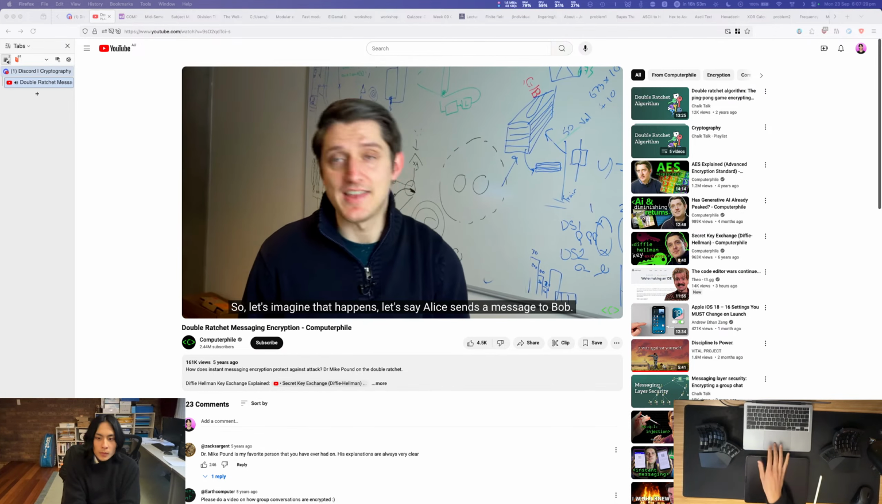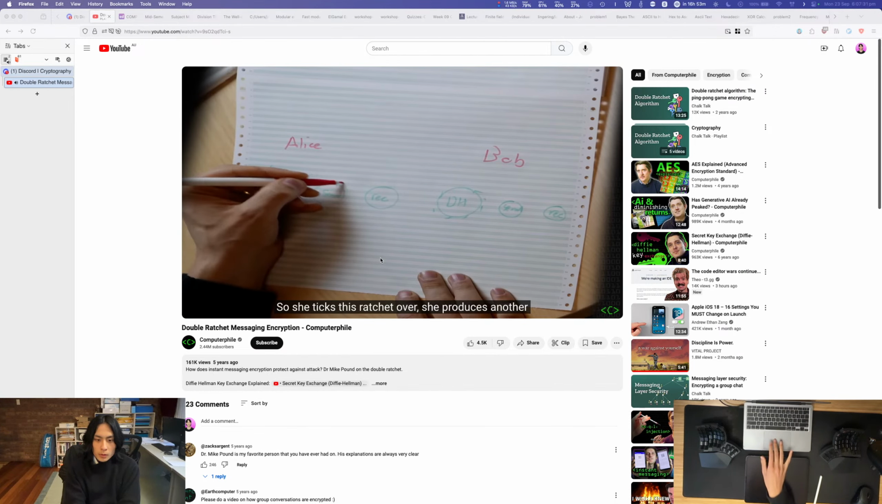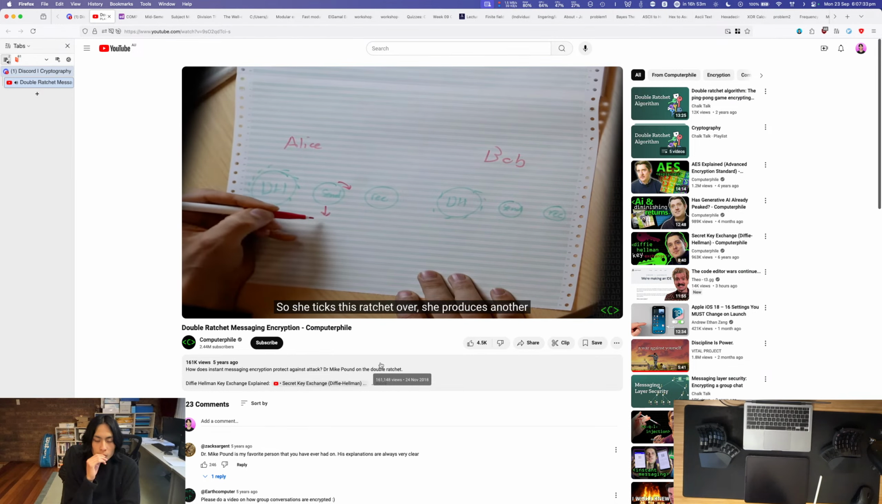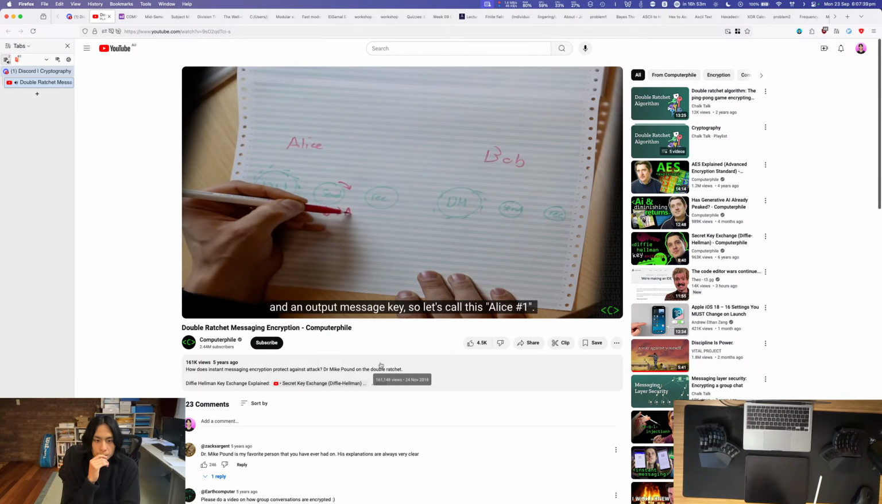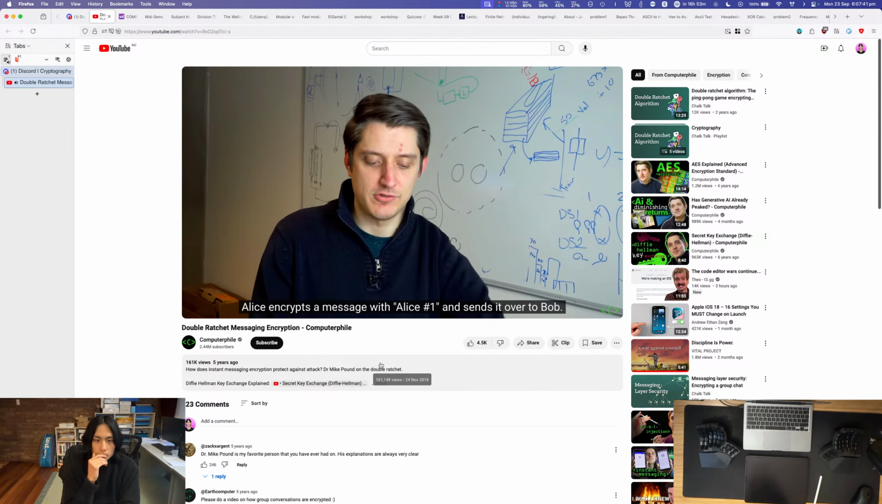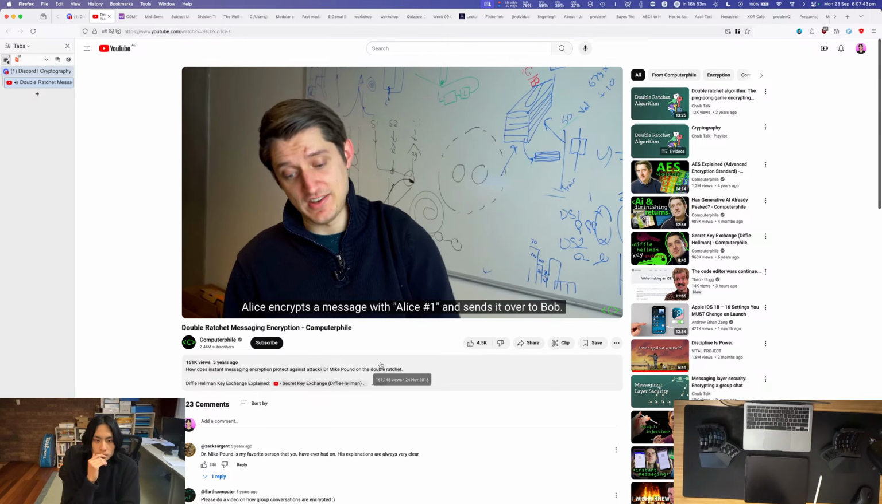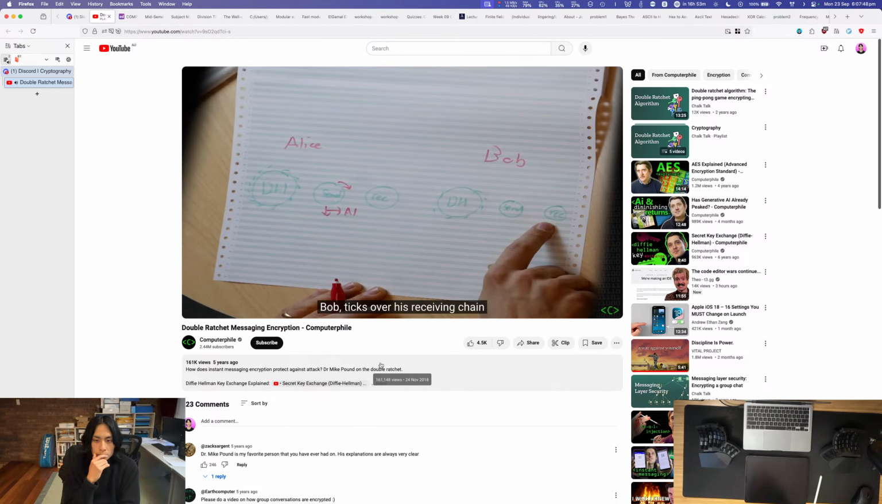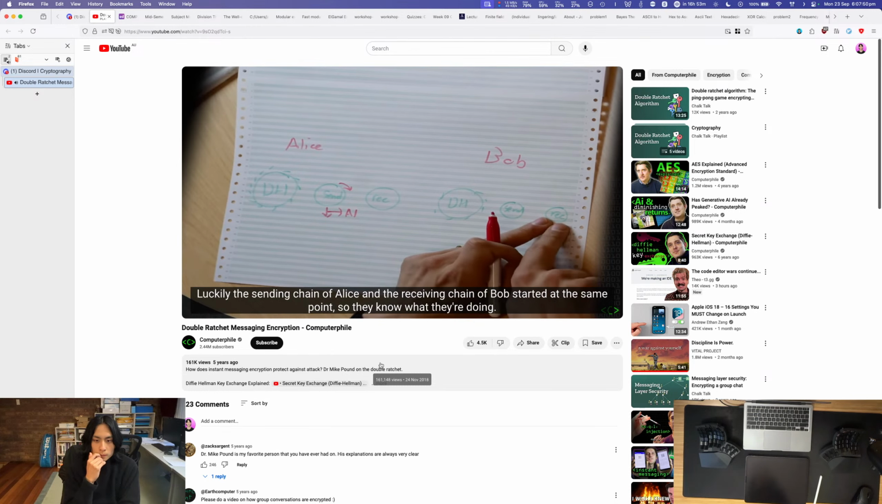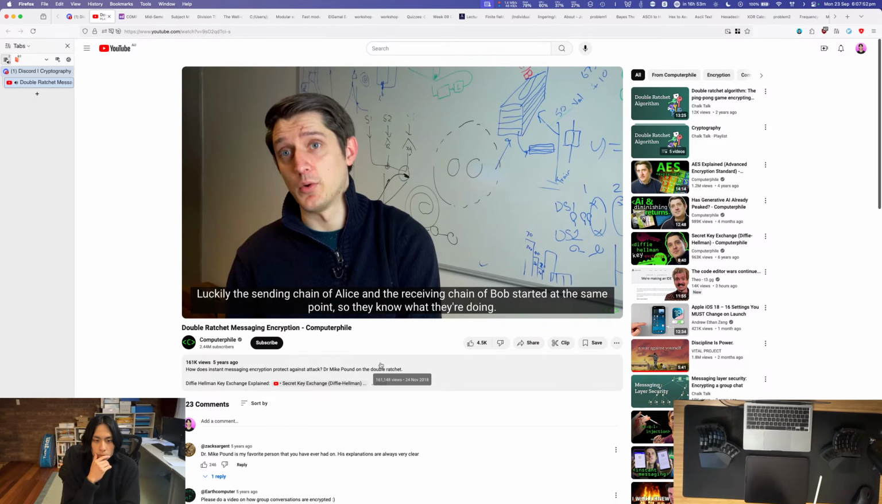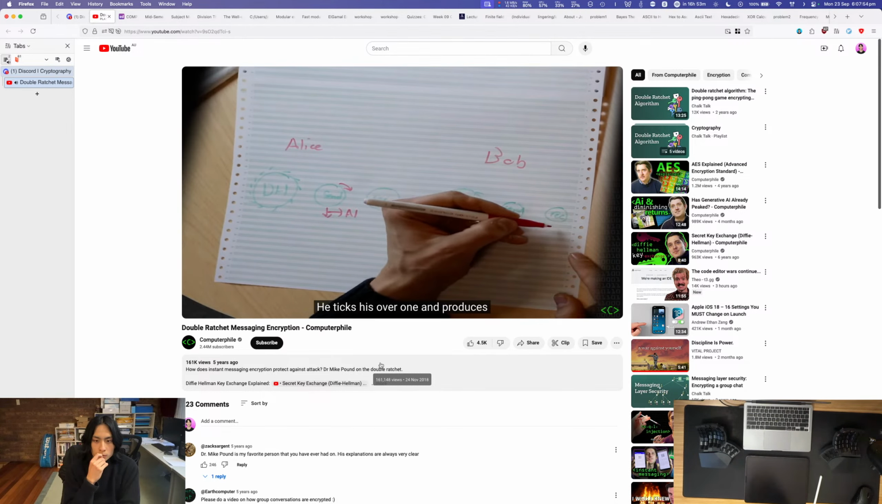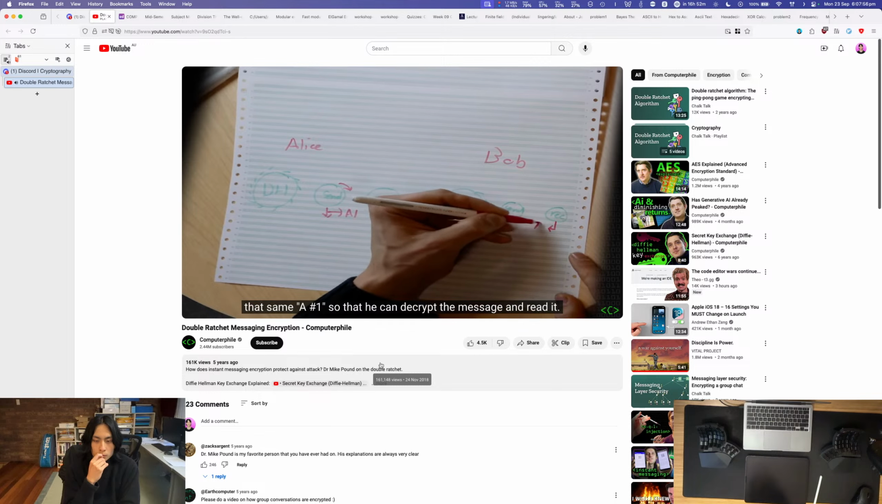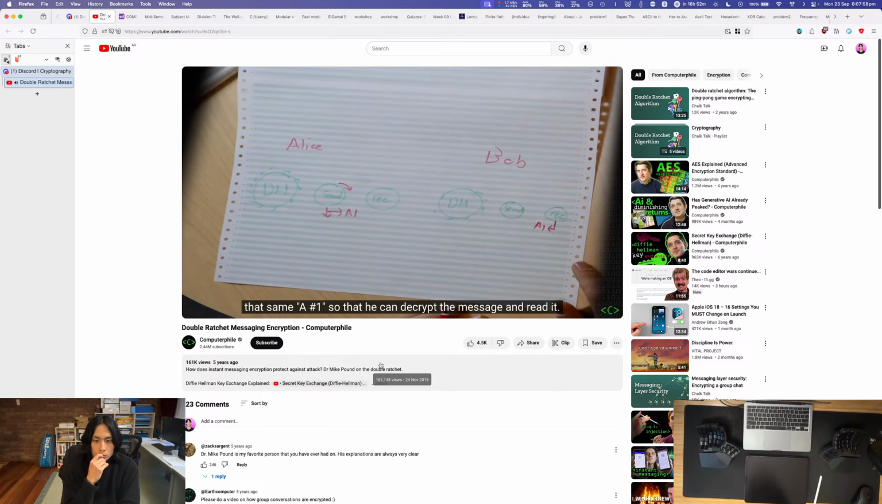Let's say Alice sends a message to Bob. So she ticks this ratchet over, she produces another key in that chain, and an output message key. So let's call this Alice 1. Right? Alice encrypts a message with Alice 1 and sends it over to Bob. Bob ticks over his receiving chain. Luckily, the sending chain of Alice and the receiving chain of Bob started at the same point, so they know what they're doing. Right? He ticks this over 1 and produces that same A1 so that he can decrypt the message and read it. Right?